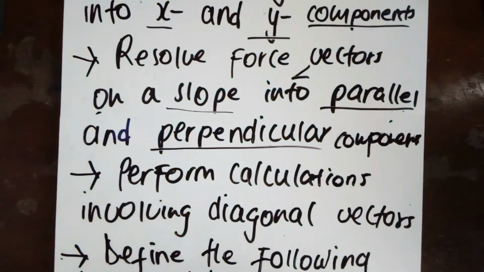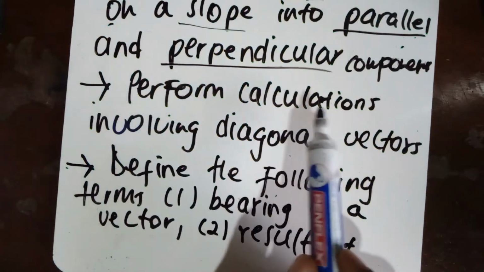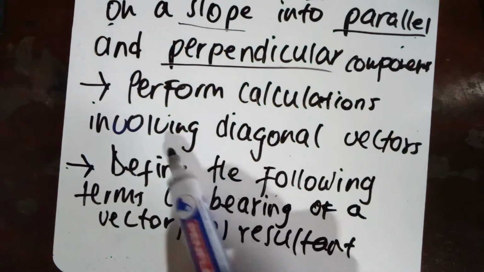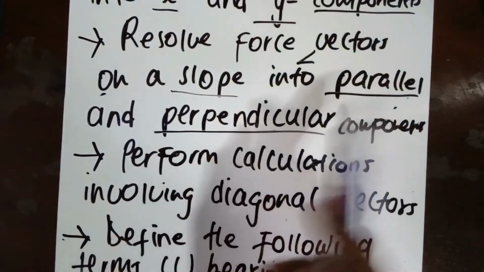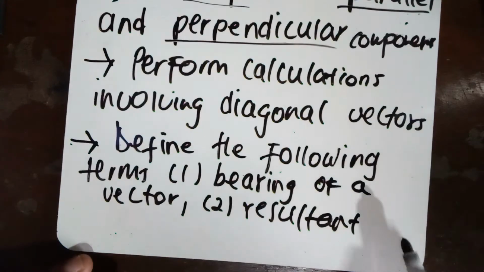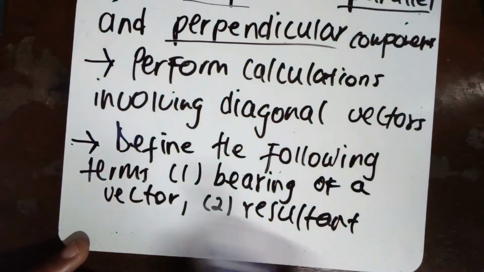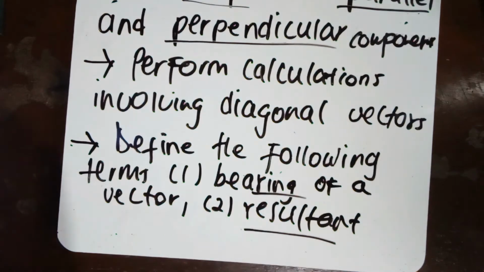And then the third thing, actually number 3, is that you have to be able to perform calculations, at least for this lesson, involving diagonal vectors. In terms of parallel and perpendicular vectors, we will do it in another lesson. And then the other thing to keep watch for is that you should be able to define the term, the bearing of a vector as well as a resultant. We will provide those definitions and you need to be able to know those.